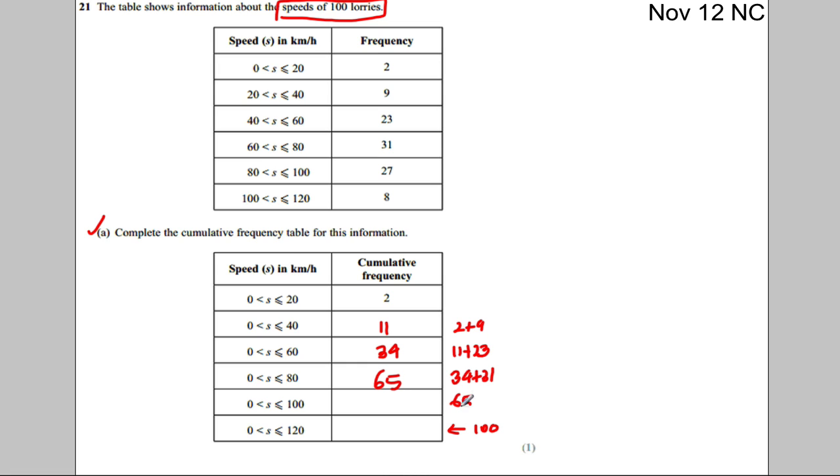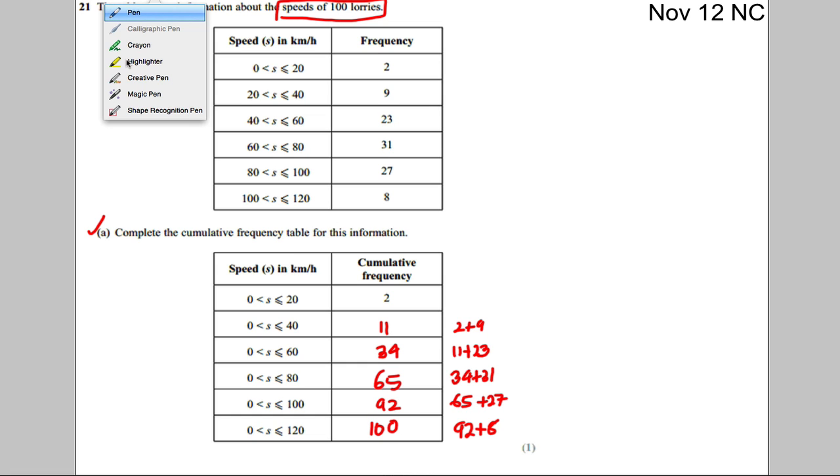Then I do what I've got so far, 65 add the 27, which is going to be 92. And lastly I'm going to do 92 plus 8, which gives me my 100. I know that because I've added that to there and it's the same as that, I've probably done it right. Okay, great start so far.